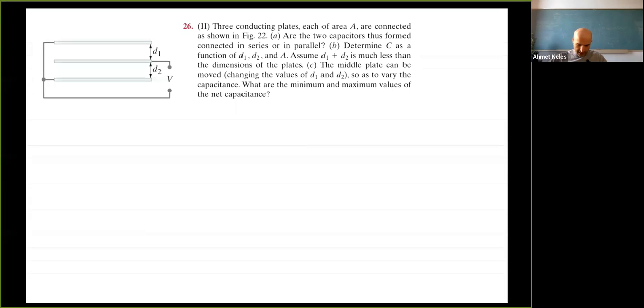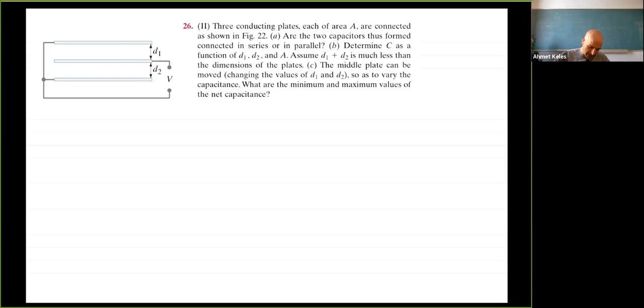All right, next question. Three conducting plates, each of area A, are connected as shown. The first question is, are the two capacitors thus formed connected in series or parallel? B, determine C as a function of D1, D2, and A, and assume D1 plus D2 is much less than the dimension of the plates. And C, the middle plate can be moved up and down, changing the values of D1 and D2, so as to vary the capacitance. What are the minimum and maximum values of net capacitance?